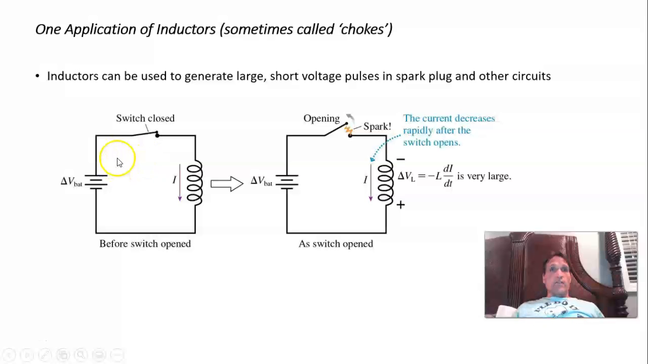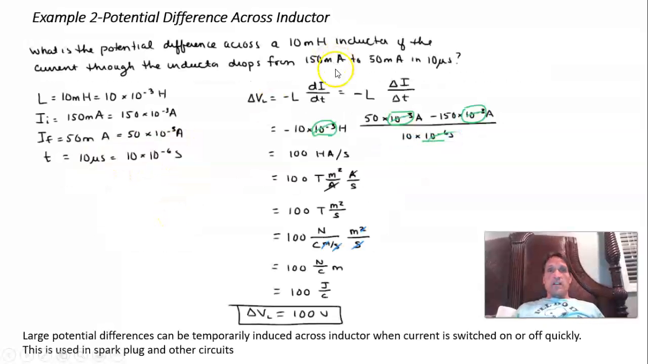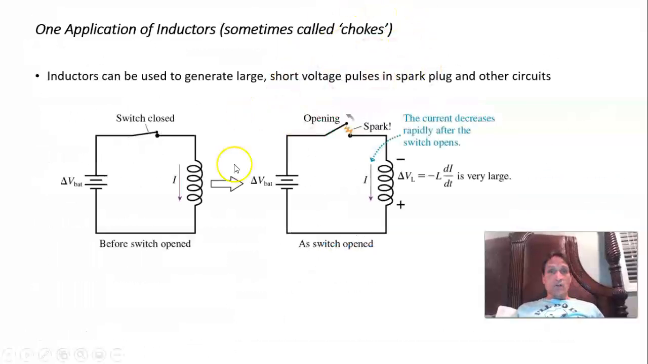Okay, here's an example. If the switch is closed and everything is just sitting here, I is constant and dI/dt is 0, and you get no voltage drop across the coil. Now suppose that we open the switch. In other words, you're turning the current off almost instantaneously. It starts off with a value I and ends up with 0. So you get a large negative dI/dt when you open this switch.